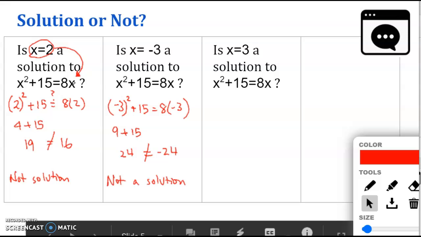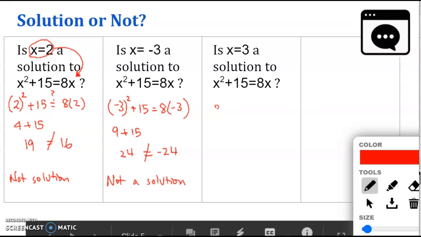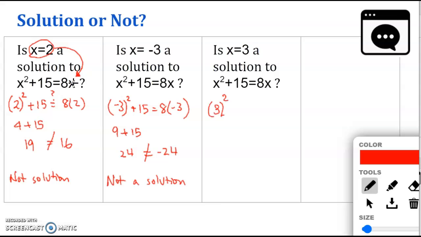What about x is equal to 3 this time? Okay, let's try that. 3 squared plus 15. Is that equal to 8 times 3? 3 squared is 9 plus 15. 9 plus 15 simplifies to 24. And the right hand side simplifies to 8 times 3 is 24. Yes, 24 is always equal to 24, so that holds true. That means yes, x is equal to 3 is a solution.